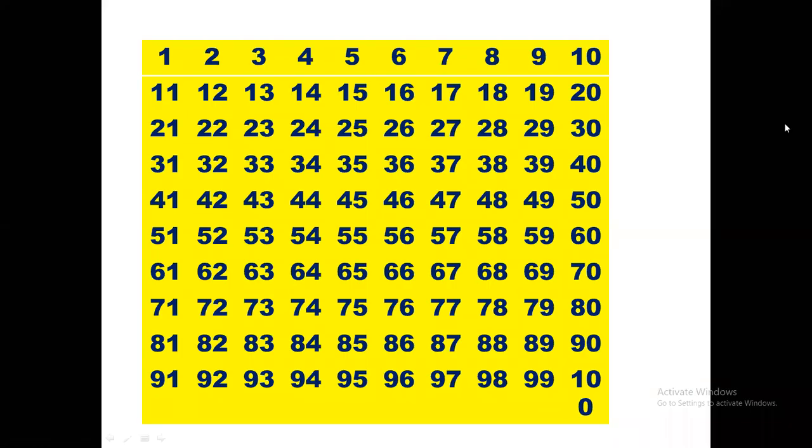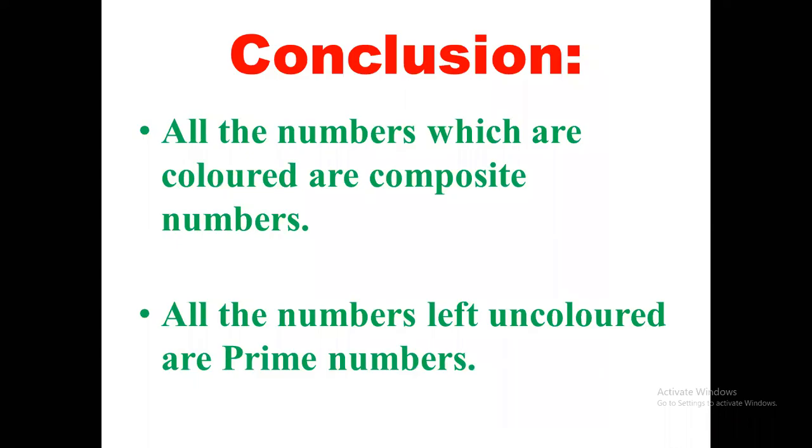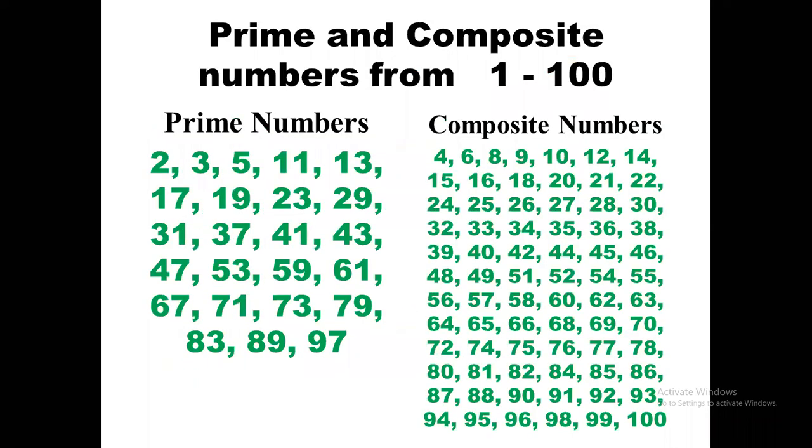Now children, what we conclude from this is that the numbers which were uncolored are the prime numbers and the numbers which were colored are the composite numbers. This was a conclusion. After this, I have already made a list for you of the numbers which were prime and the numbers which were composite. But you are not going to look at the list which I have made. With the help of the activity which you have done, you have to make a list like the one I have made and then recheck your work by yourself.